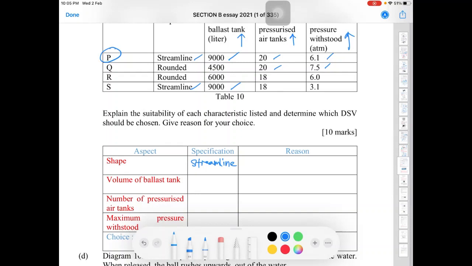Okay, less water, reduce, atau less water friction. So kalau less water friction, automatic dia akan bergerak dengan greater speed lah. You tak boleh tulis greater speed because greater speed is in the question. Okay, volume of ballast tank you nak big, high. Okay, so more water can be filled. Okay, so you akan boleh juga jawab greater, produce greater downward force.